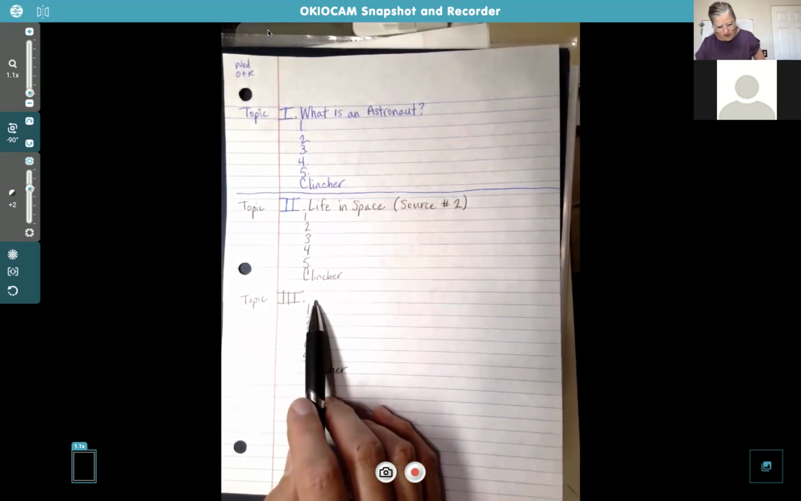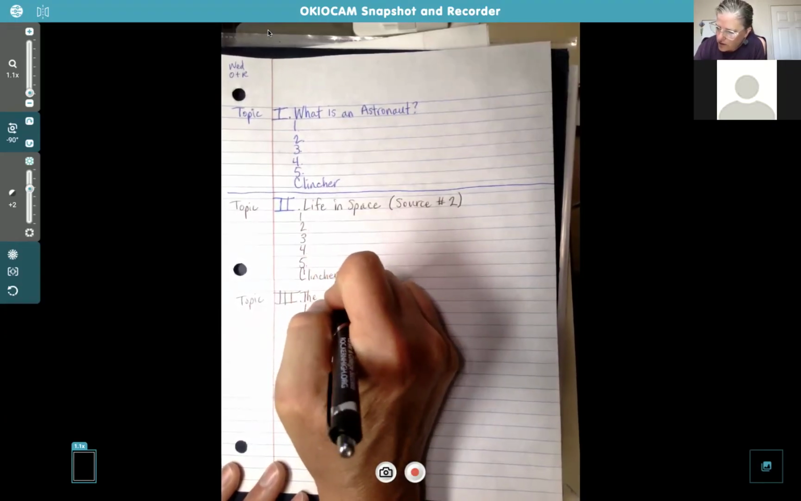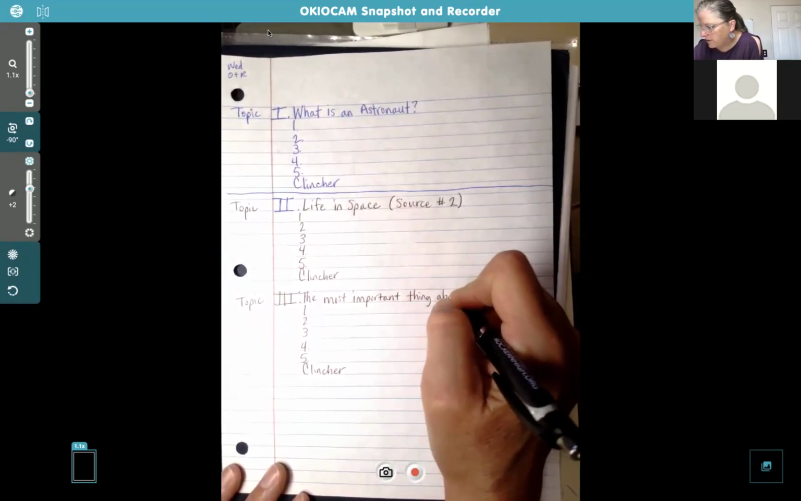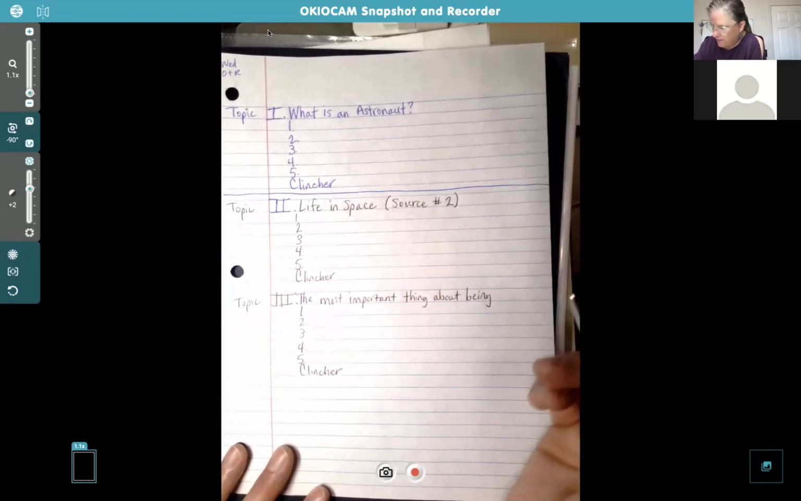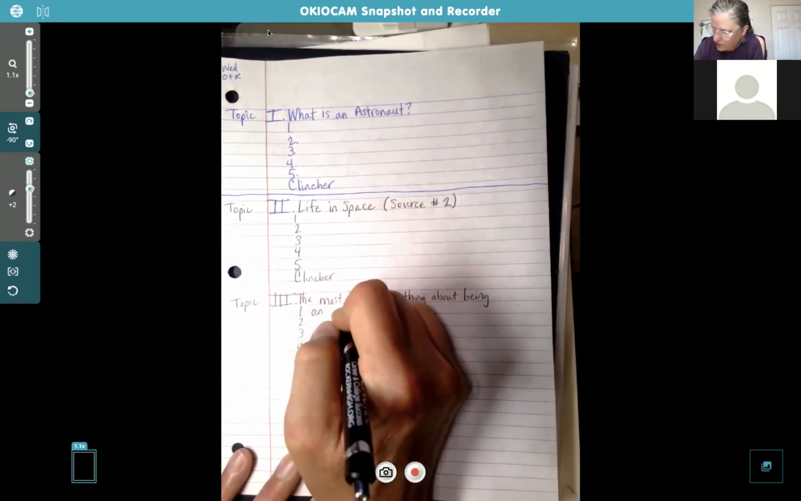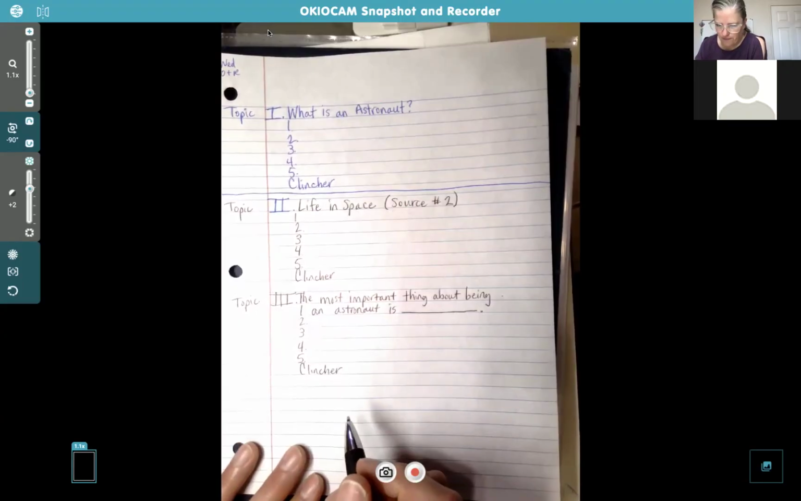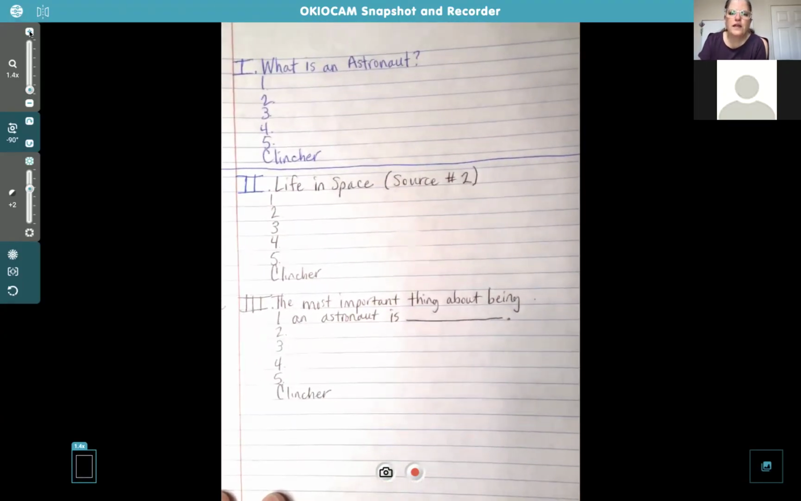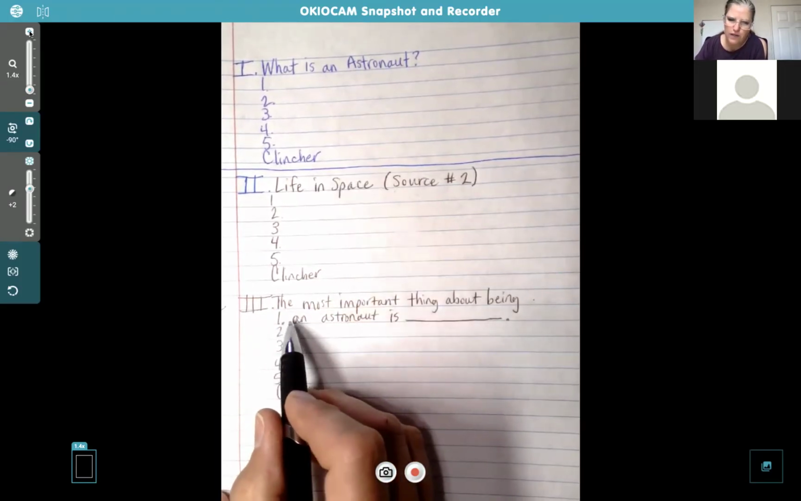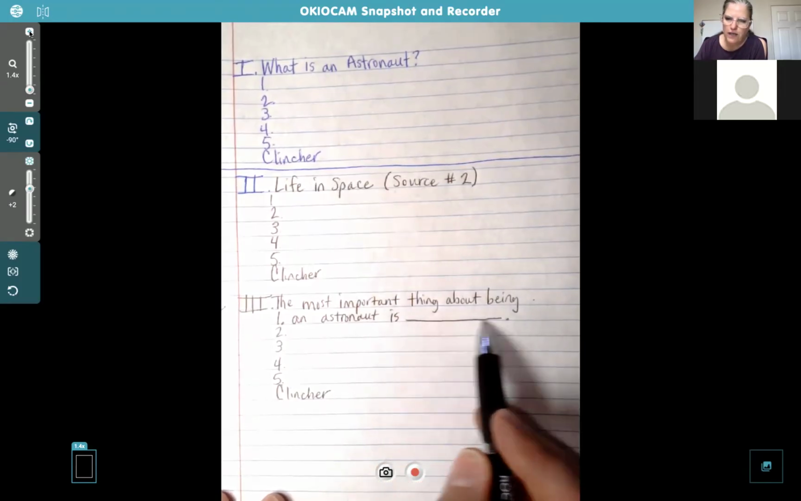And then this third paragraph, I'm going to have you actually write a sentence right here next to Roman numeral 3, and I want you to put the most important thing about being an astronaut is blank. I'm running out of space here, so I'll just use number 1 too. I used Roman numeral 3 and I had to go down to regular 1 right here because I ran out of space. But that's okay. I want you to write the most important thing about being an astronaut is blank.